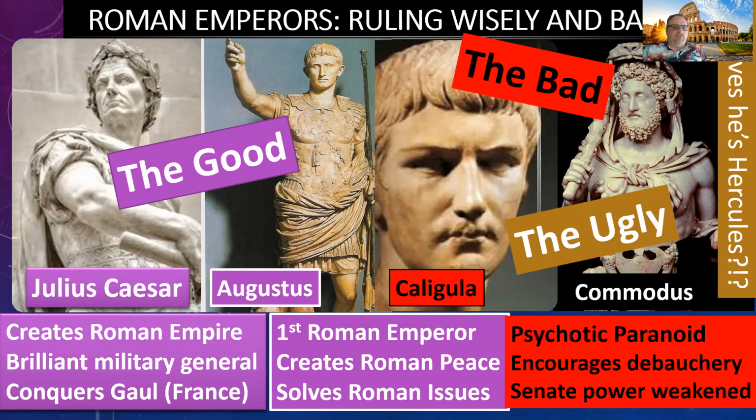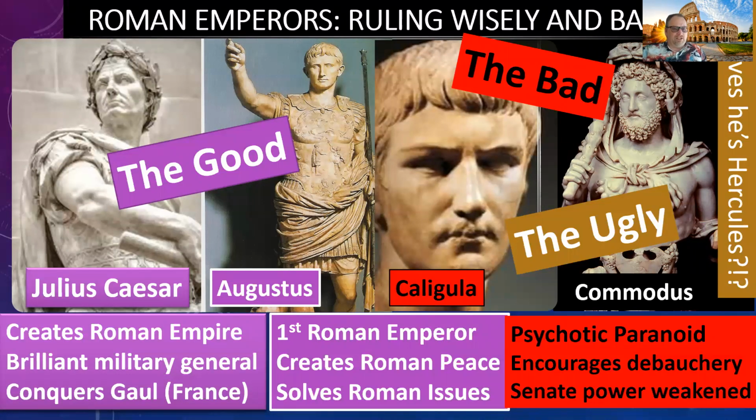Julius Caesar is generally a very good Roman emperor. He creates the Roman Empire. He's a brilliant military general. He conquers France, which is actually at that point called Gaul, adding on that piece of the Mediterranean to expand the Roman Empire. Augustus is Julius Caesar's great nephew, who's the hand-picked successor for Julius Caesar after he gets assassinated.